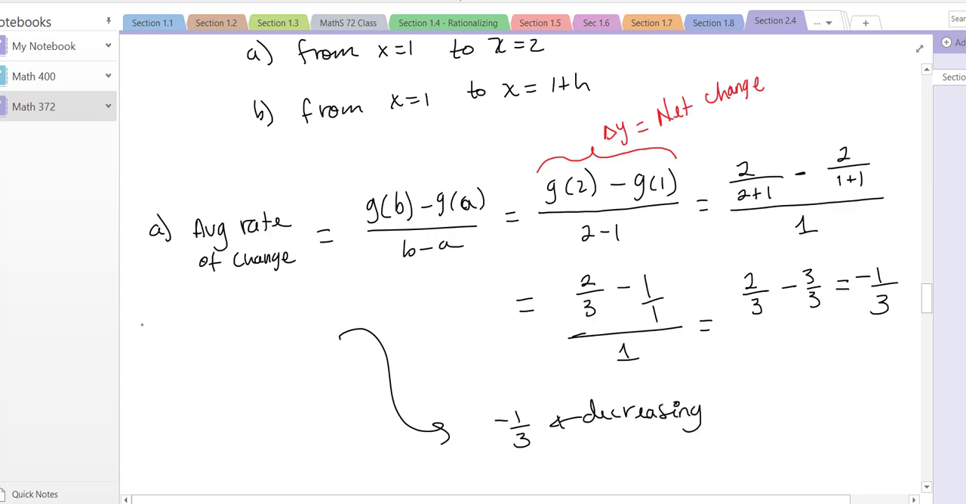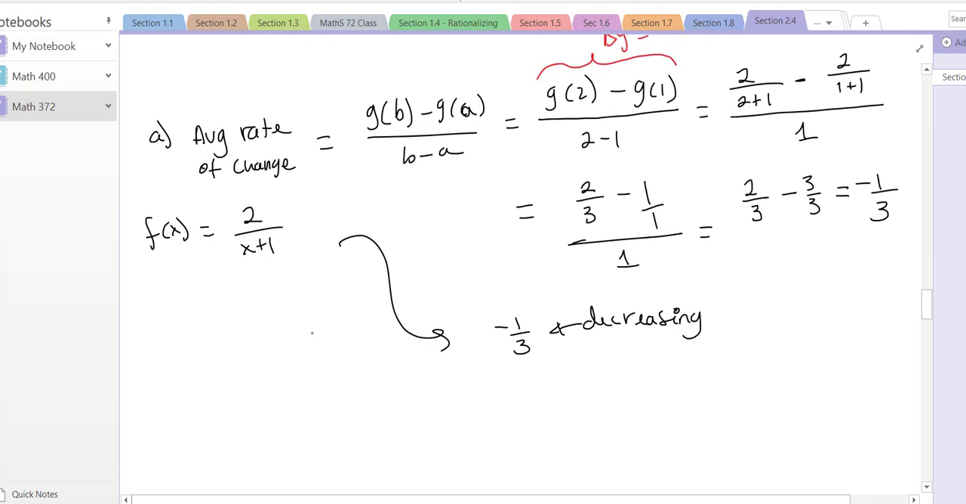And if you take a look at the graph of the function, our function is 2 over x plus 1. I don't expect you to necessarily know the graph of this function. In fact, in this class, we're going to learn how to graph them. But I'm just going to draw it for you real quick. This function has a vertical asymptote at negative 1, and it comes down like this. When we're looking at the interval from 1 to 2, notice that the function is decreasing. And so it does make sense that the average rate of change will be negative.